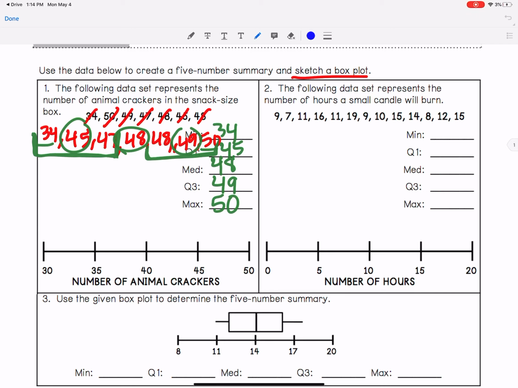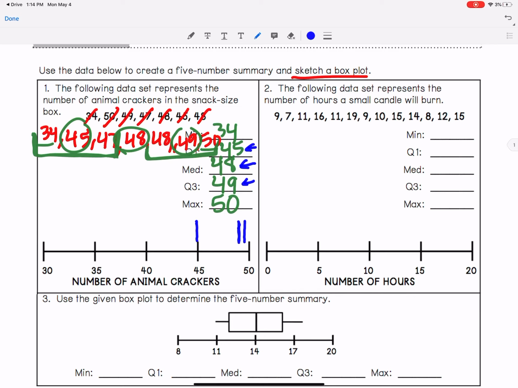First step, let's go ahead and write our median. Our median, if you notice right here, was 48. So I'm going to locate that somewhere on my number line down below, and it's okay to estimate because they're not very clearly labeled. Next one, my third quartile. That is this number right here, 49. So I'm going to say 49 is really close to 48. Our first quartile, it looks like, is 45. So I'm going to say 45 is right here.